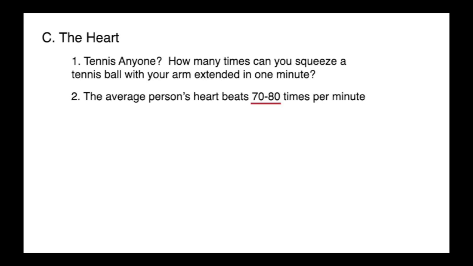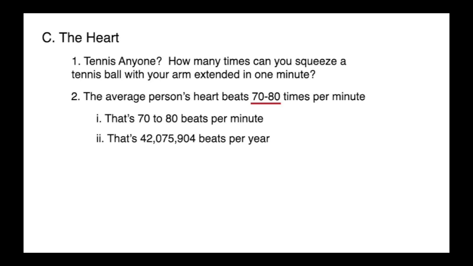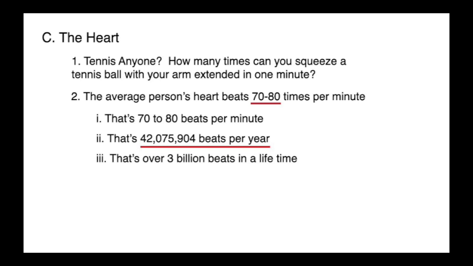The average person's heart beats 70 to 80 times per minute. Imagine doing 80 curls in a minute, even with a light weight. Okay? That's 70 to 80 beats per minute, 42 million beats per year, and over 3 billion beats in a lifetime. And that heart muscle just keeps doing it. Like your bicep gets tired when you work it. Your heart muscle just never gets tired. It just keeps going. Isn't that amazing? Your body is a miracle.